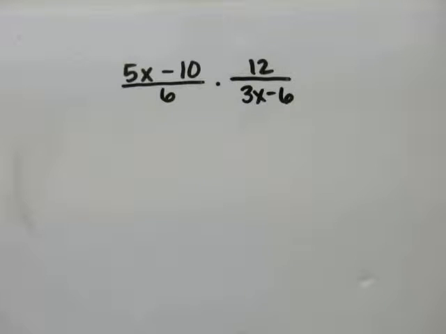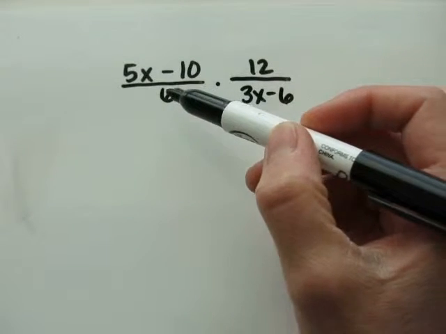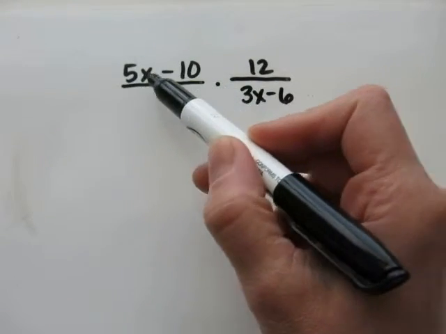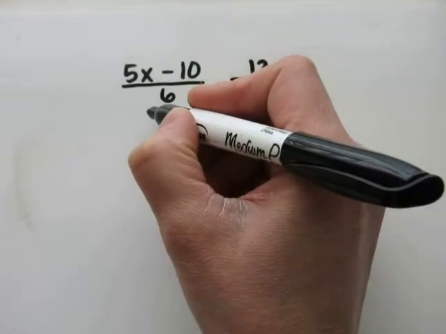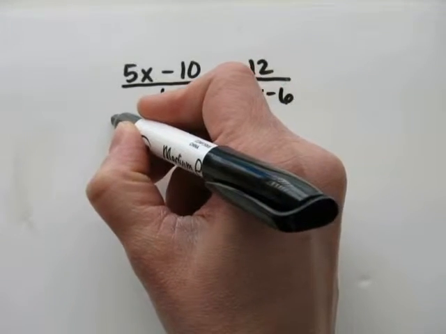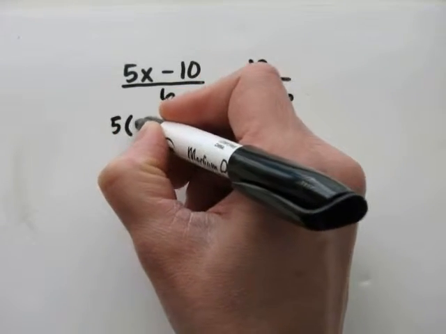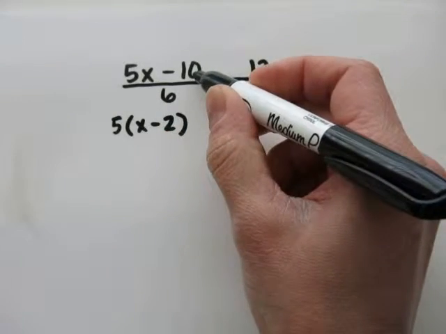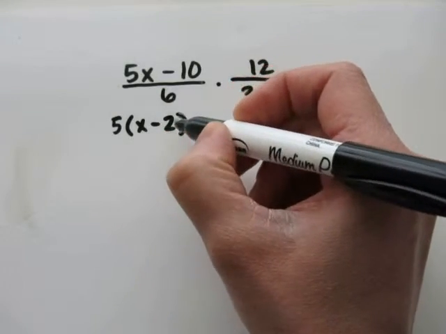Problem 8: 5x minus 10 over 6 times 12 over 3x minus 6. I'm going to start with this side. I can factor out a 5 since 10 is a multiple of 5. So this 5x minus 10 will become 5 times x minus 2, because 10 divided by 5 is 2.